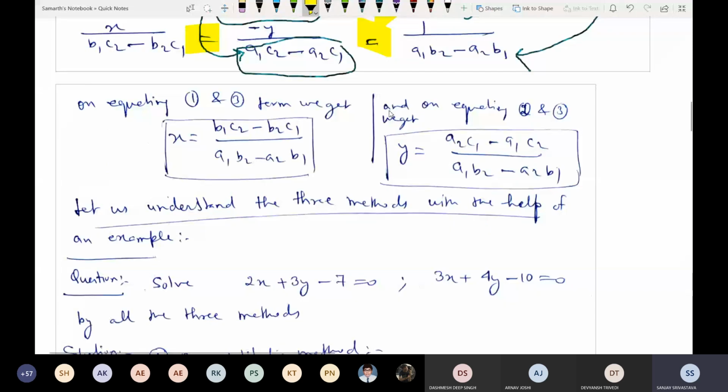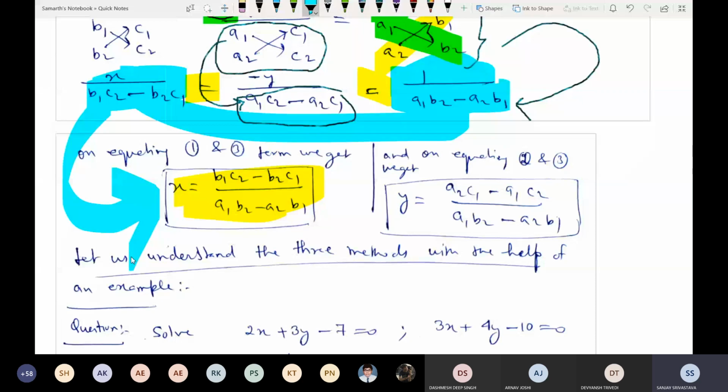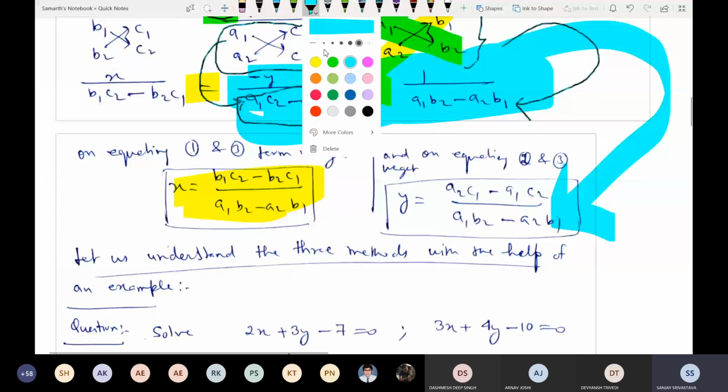If we equate the first and the last term, we get x upon b1c2 minus b2c1 is equal to 1 upon a1b2 minus a2b1. So x is equal to b1c2 minus b2c1 upon a1b2 minus a2b1. You will get the value of x as this. Then if we take the second and the last term, we will get y is equal to a2c1 minus a1c2 upon a1b2 minus a2b1.